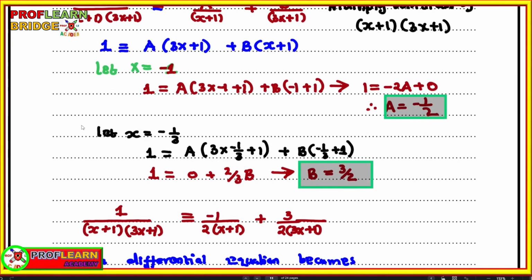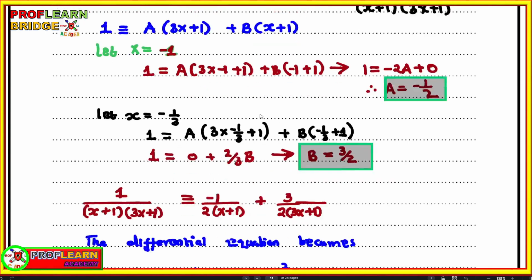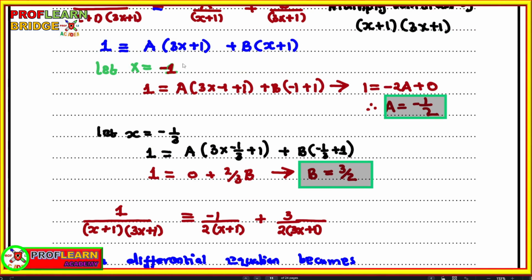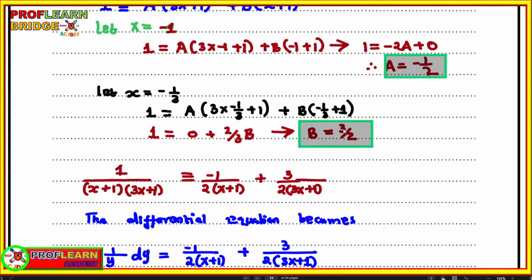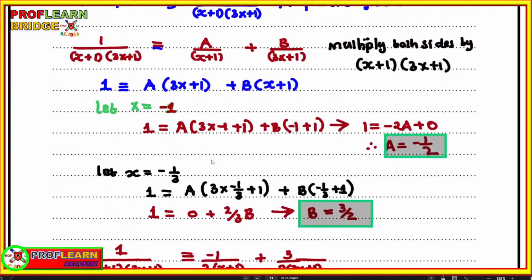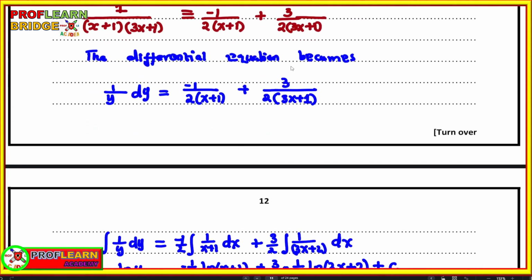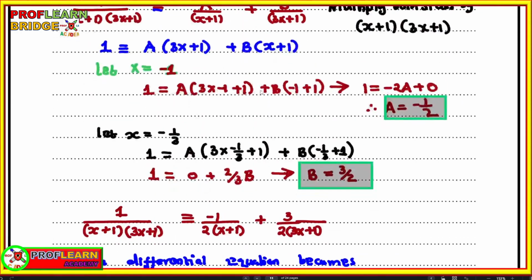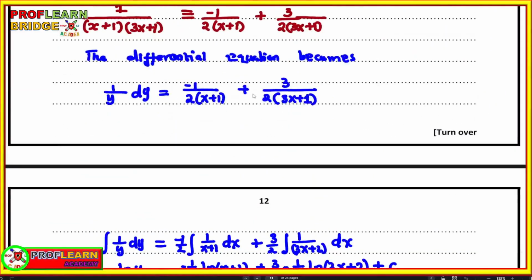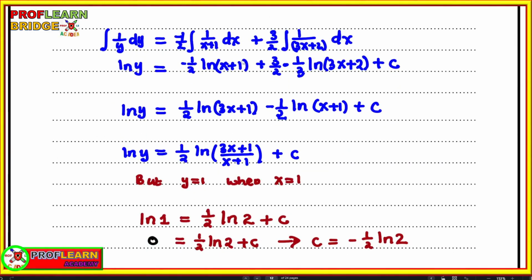But if we let x be equal to -1/3, the whole of this part is going to run to 0 so that we can find our B, which is going to be 3/2. Now our partial fraction is -1/2 over x plus 1, plus 3/2 over 3x plus 1. So our differential equation that we had at the original point here can now be expressed in this format. So at this given point, we can integrate both sides.